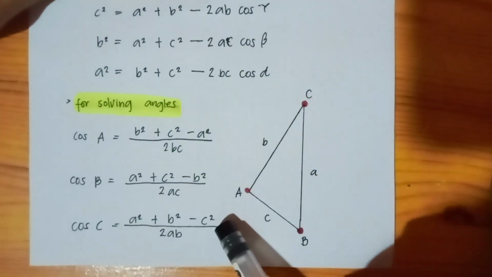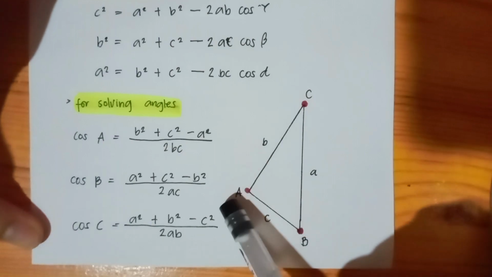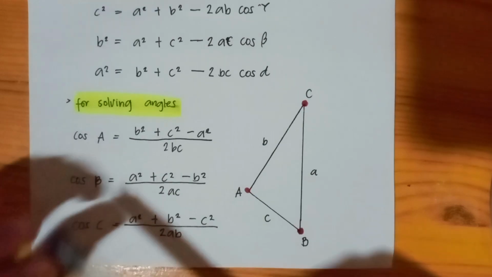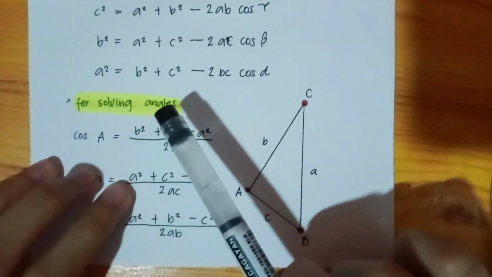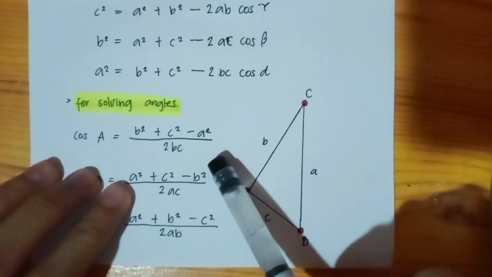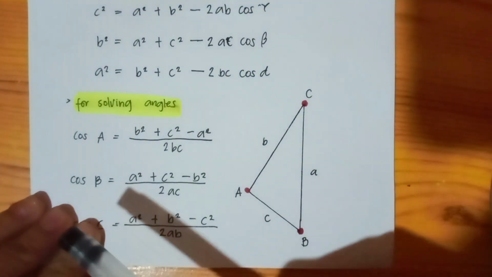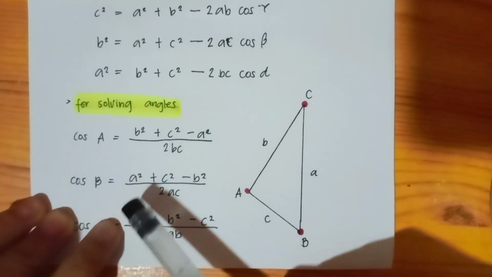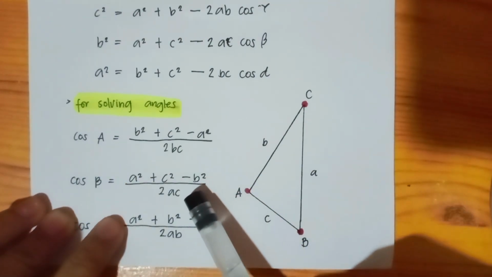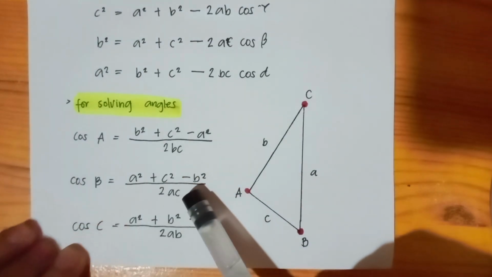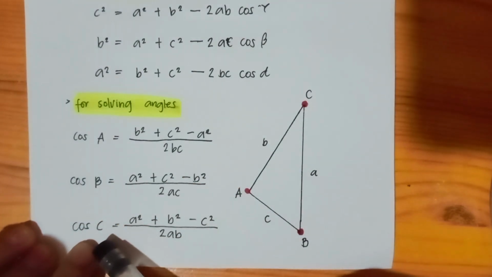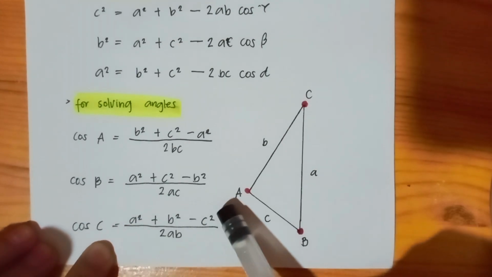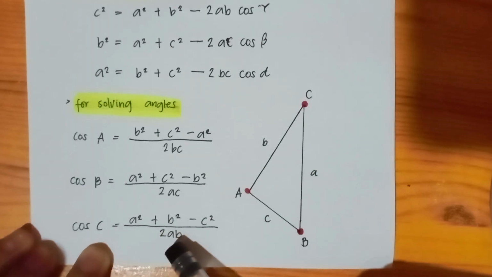In this part, these are the formulas that you need to remember. These formulas will be used for solving missing angles. For missing angle A, we have cosine alpha equals b squared plus c squared minus a squared over 2bc. For angle B, if it is missing, we have cosine beta equals a squared plus c squared minus b squared over 2ac. If angle C is missing, we have cosine gamma equals a squared plus b squared minus c squared over 2ab.